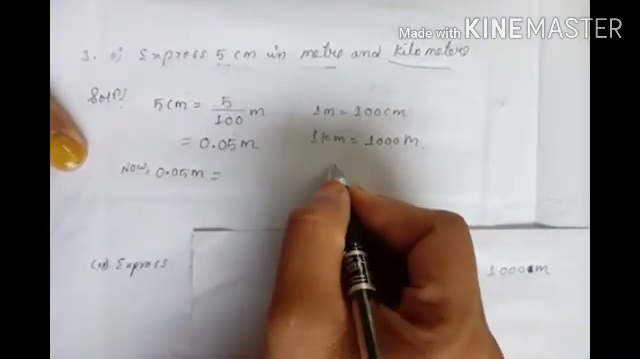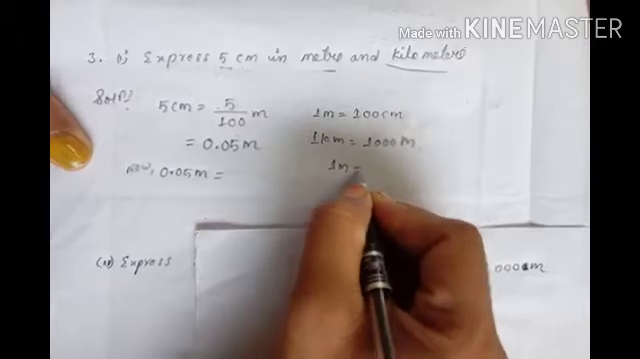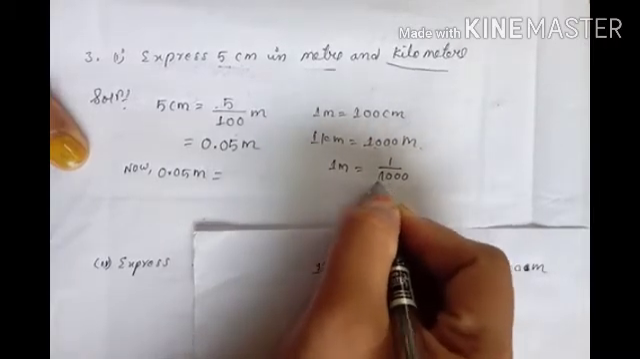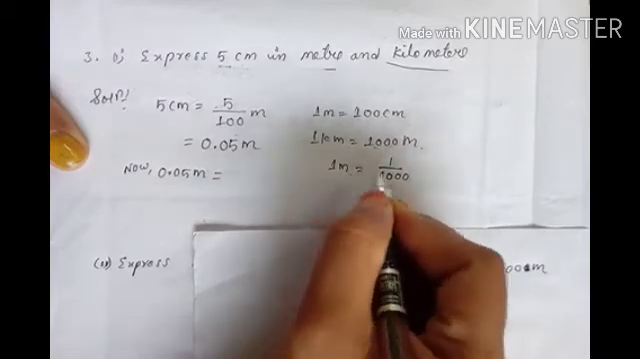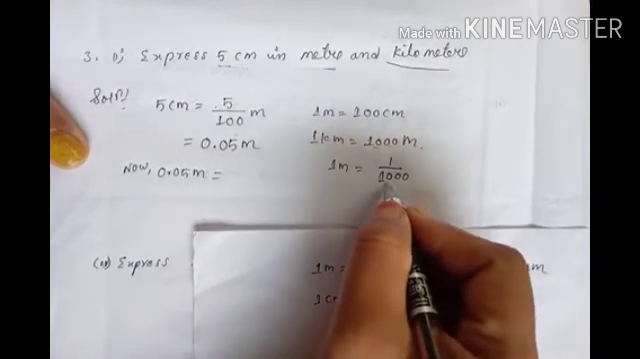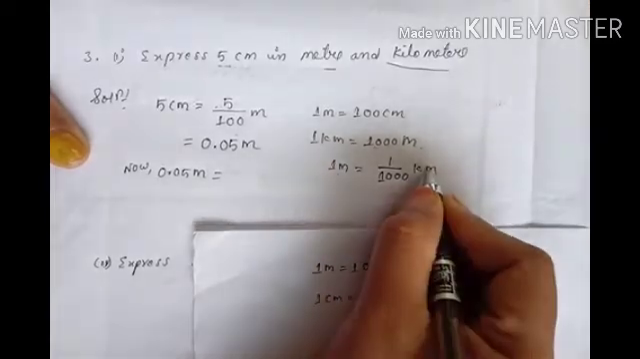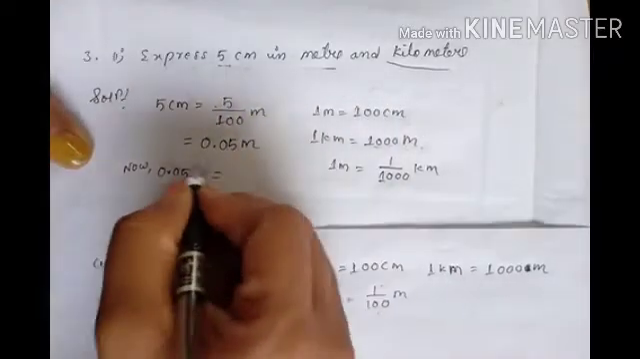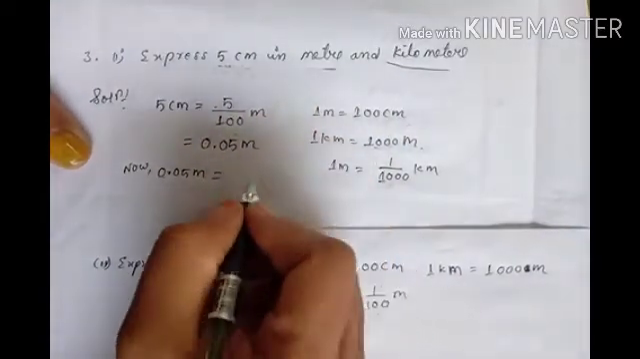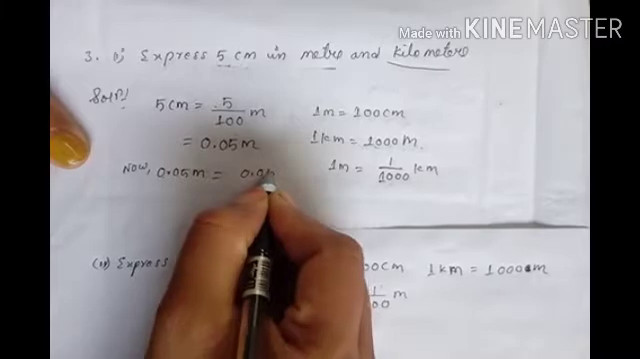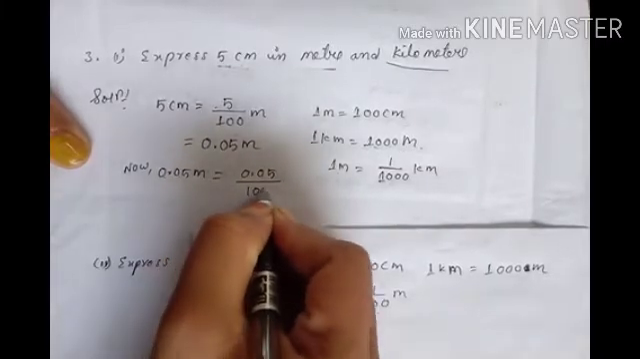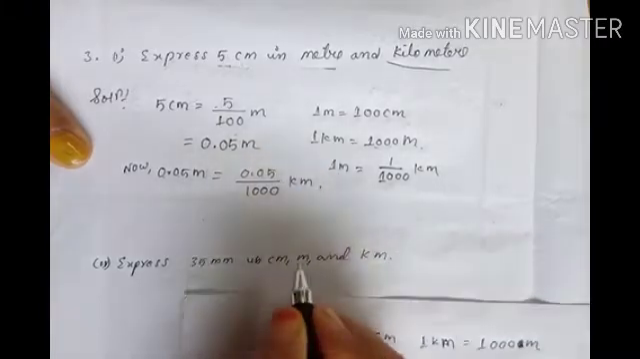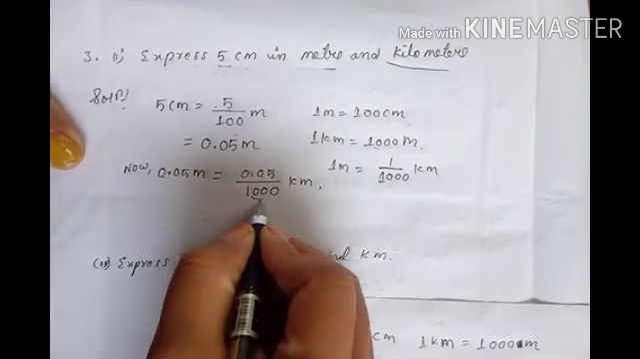Kilometer. So what we know, 1 meter is equal to 1 upon how many zeros here? 3 zeros, isn't it? That means 1000. So 1 meter is equal to 1 upon 1000 kilometer. Now with this number you will divide what? 1000. 0.05 you will divide with how much? 1000. Then this will become what? Kilometer.